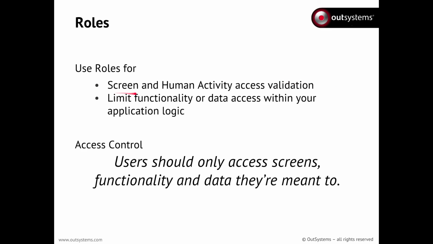We should use roles for screens validation, also on BPT for human activity access validation. And these roles should be checked also to limit functionality or data access within our application logic. Users should only access screens, functionality, and data they're meant to. This is basically the premise of the initial user request or your client request in terms of what security should entail that I've shown you at the beginning of this masterclass. Users should only see or do things they're supposed to.